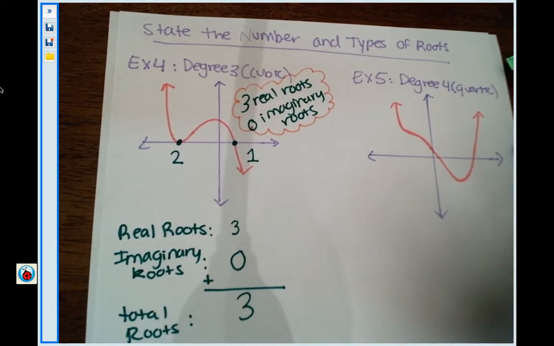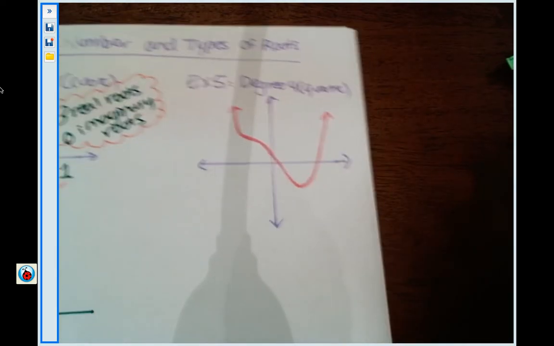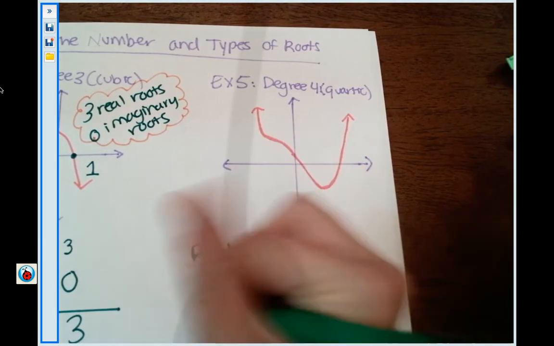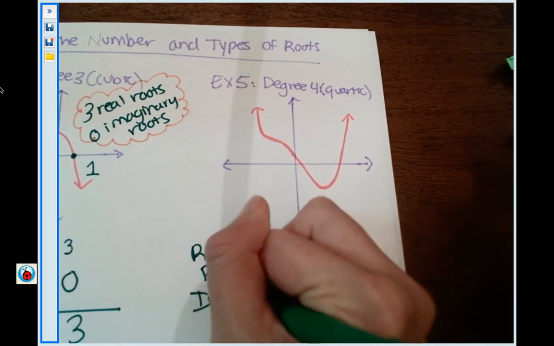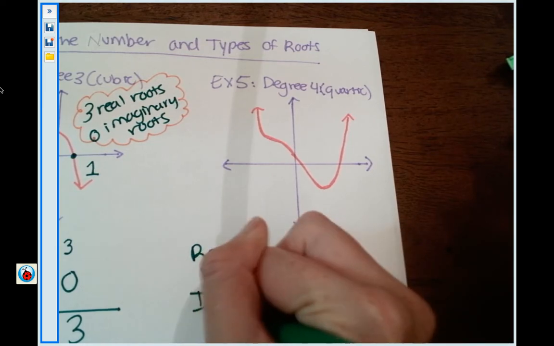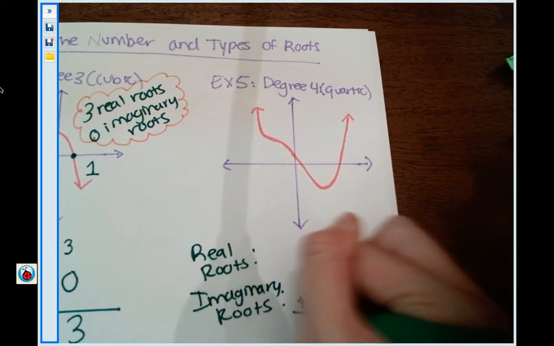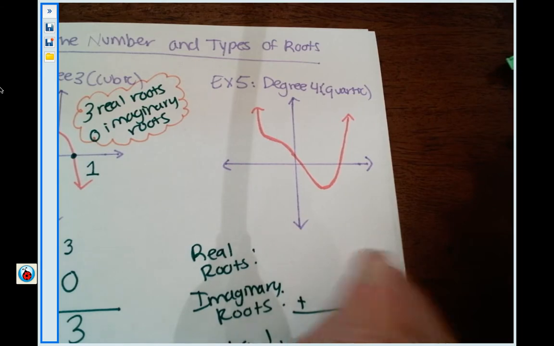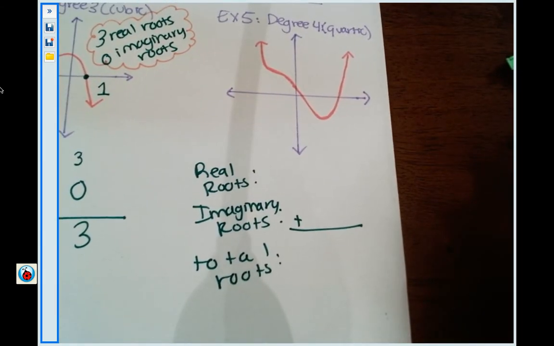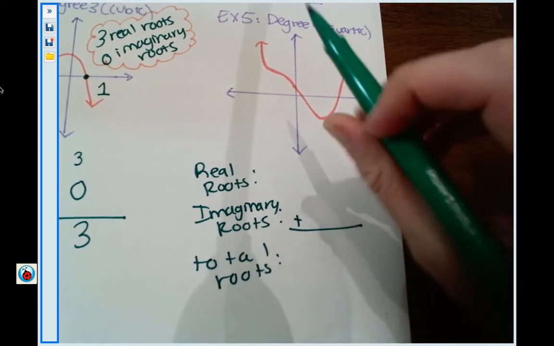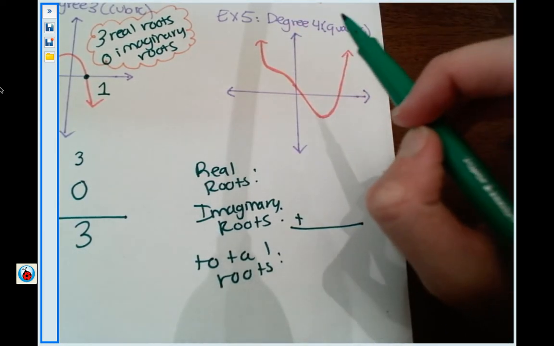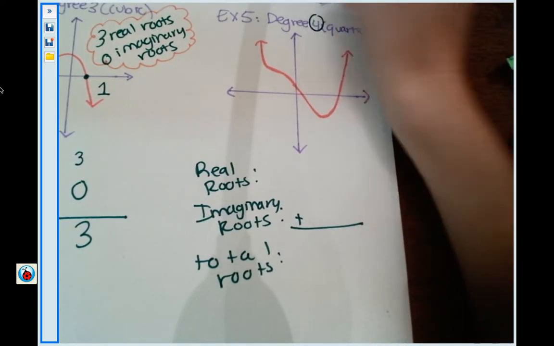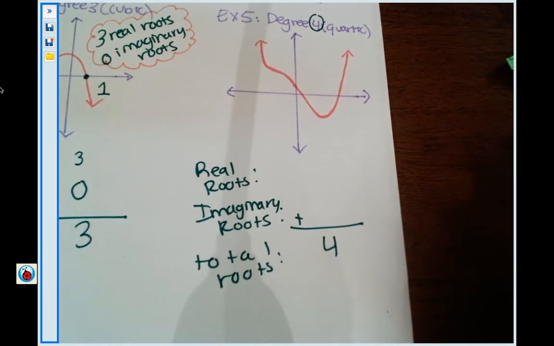Don't overthink it, you guys. Okay, let's move over to this one. So, again, we are going to determine how many real roots there are. So the real roots plus the imaginary roots should add up to the total amount of roots. So I'm going to start by labeling the total amount of roots. This graph right here shows some sort of degree 4, which is called a quartic. And a degree 4, remember, the total amount of roots should equal the degree. So since this is a degree 4, this will also equal a 4.